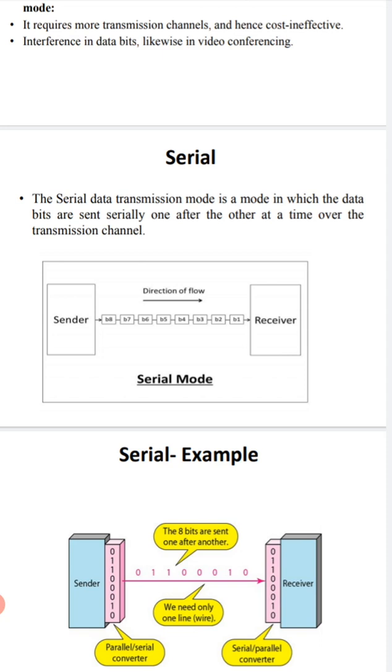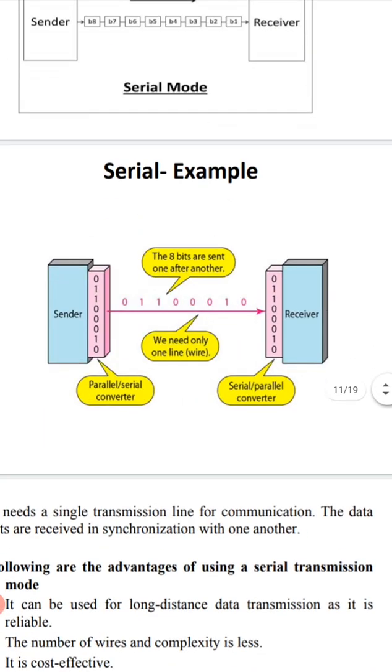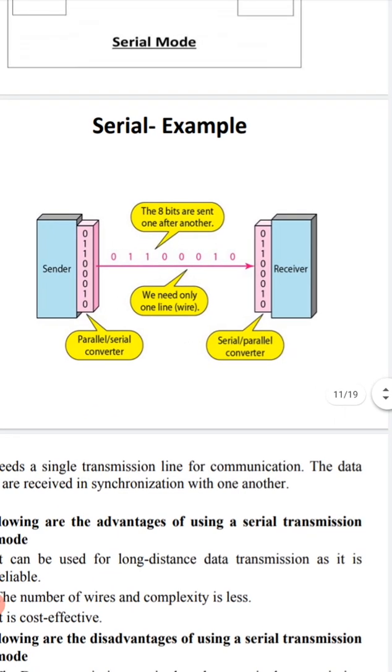So this is the block diagram. Direction of flow, sender, receiver. First B1 bit. After sending B1, then B2, then B3, up to B8, serially. All the bits are sent serially, one after another at a time. This is the example. So first block diagram, then example, sender, receiver.